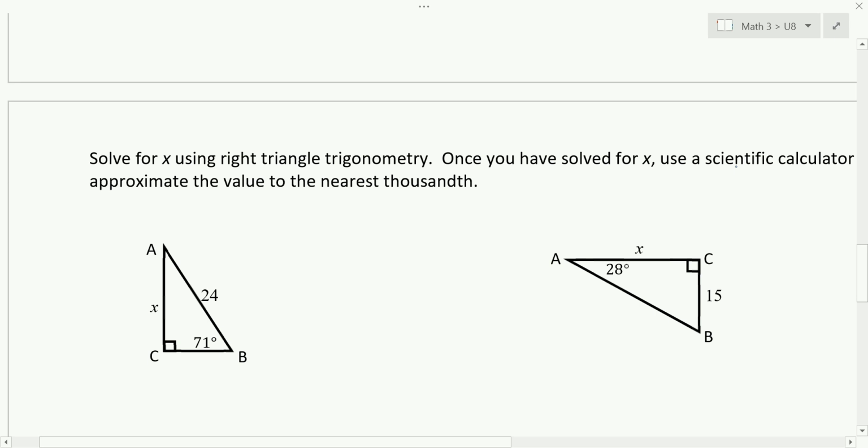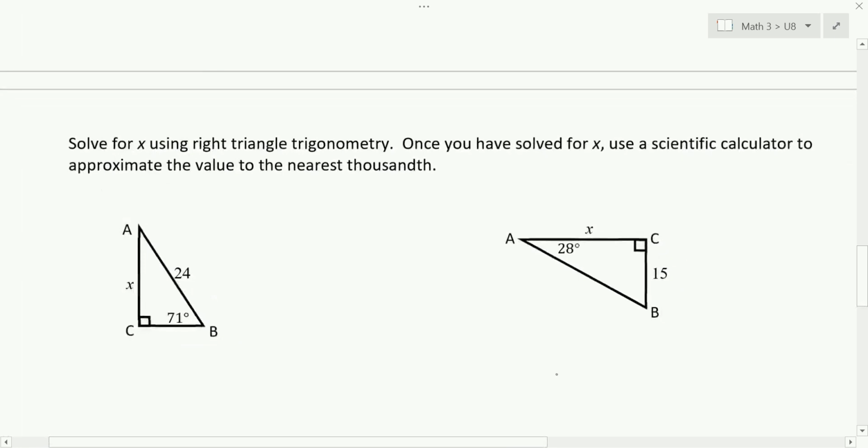So these are not triangles that we have to memorize, but we still have to have some way of solving it. And the instructions here say solve for x using right triangle trigonometry. Once you have solved for x, use a scientific calculator. I'm going to take that part out. Even in your homework, don't do the scientific calculator part, because your test will not. You'll not be using a calculator on your test, and I want you to practice without the calculator.